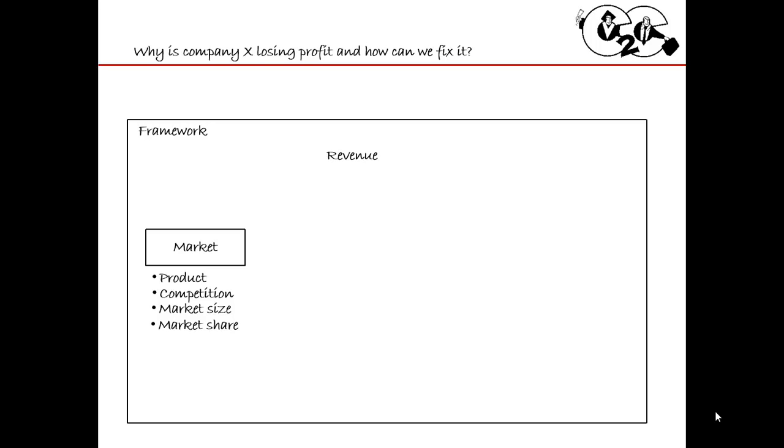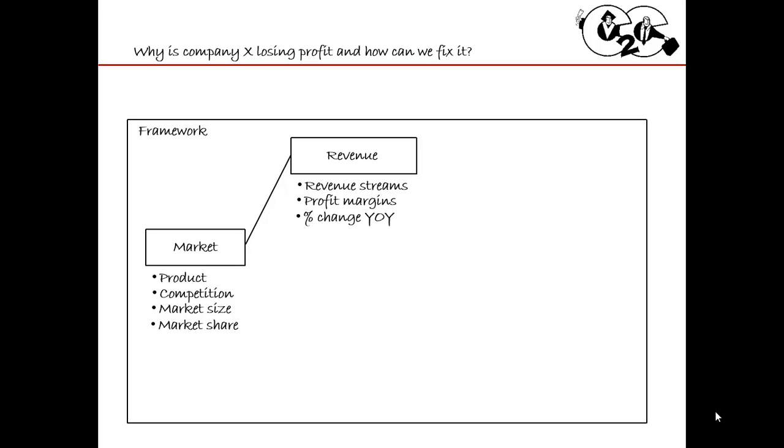Next, because this is a profitability question, I want to look at the components of profitability. I want to look at revenue. I want to look at what are the revenue streams, what are the profit margins on each product, meaning that once we find the product with the highest profit margin, we should push that most to customers and consumers. How has revenue changed year over year? Has it grown? Has it been shrinking? What's going on? I also want to look at costs.